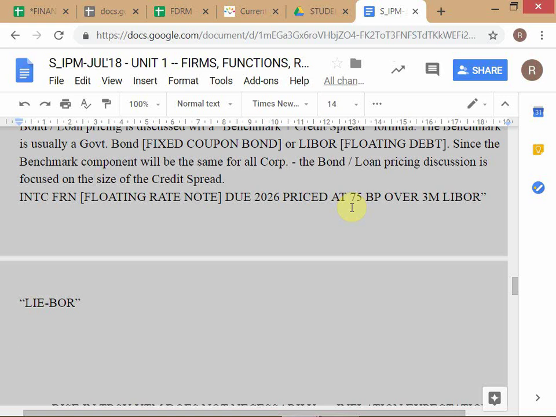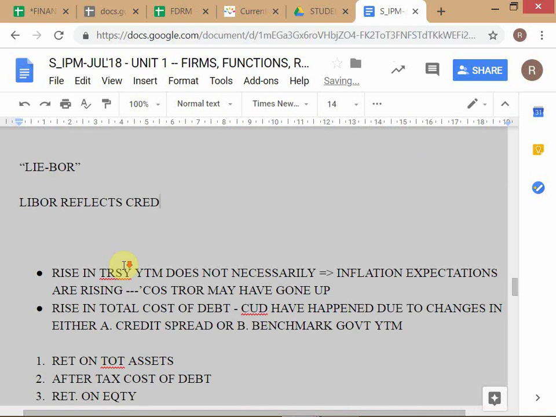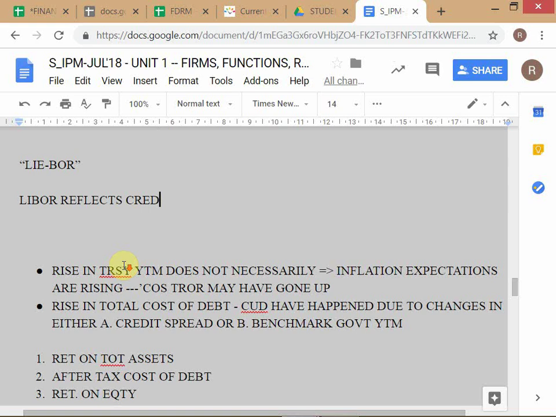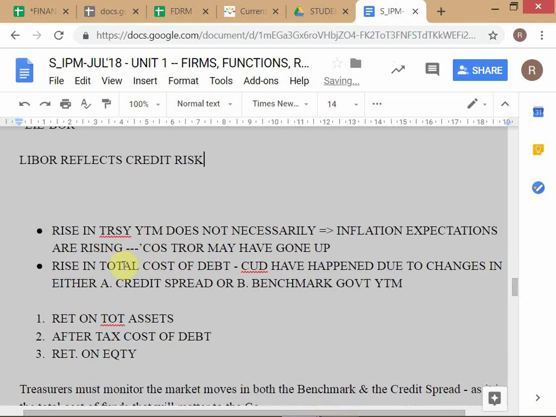Because LIBOR is not the government bond benchmark. LIBOR reflects roughly AA rated money center bank credit risk. So the question Sahil is asking is, if you're saying that an FRN is being priced at 75 BP over 3-month LIBOR, then what happened to that government bond benchmark?